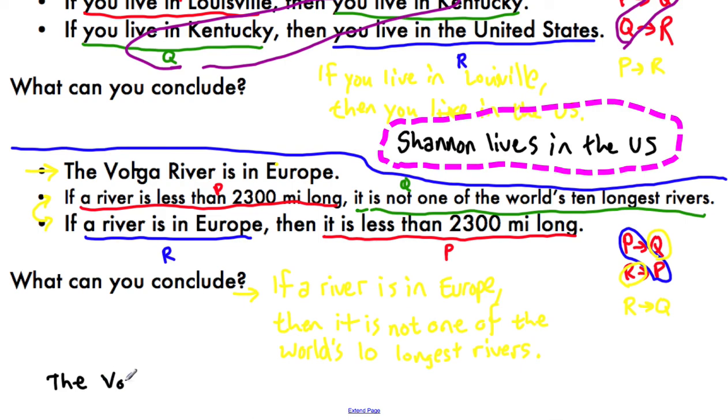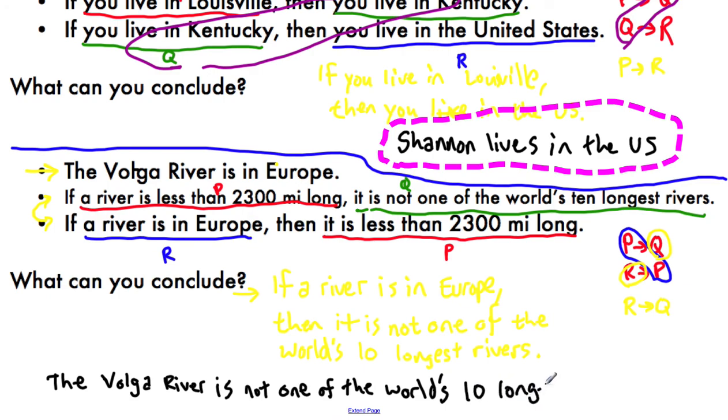So sadly, it didn't make the cut. Volga River is not one of the world's 10 longest rivers. And that is deductive reasoning, law of syllogism, and law of detachment.